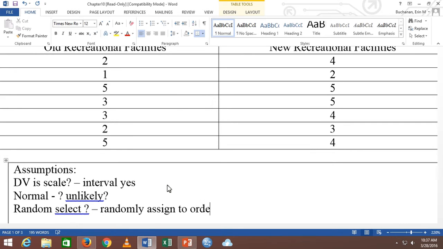But we can definitely randomly assign what order we ask them in. How do you feel about the new one? Okay, how do you feel about the old one? And then the next person we can flip it. Okay, how do you feel about the old one? How do you feel about the new one? So we could randomly assign to order.